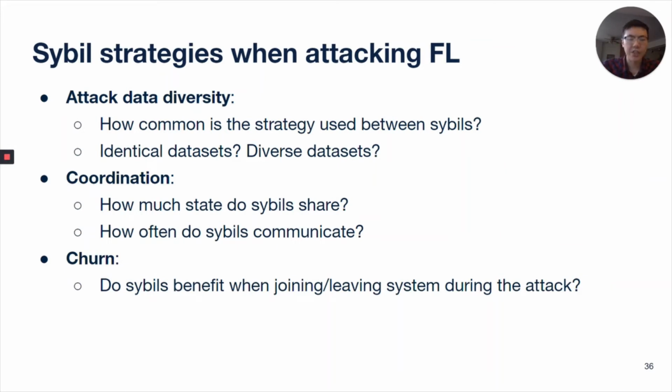This level of coordination and collusion in the training inflation attack has led us to more broadly consider Sybil strategies when attacking federated learning. We categorize these strategies along 3 dimensions: the diversity of the attack data and strategies used between Sybils. Are Sybils performing the same action all the time? Are they doing diverse things amongst one another? The coordination of the Sybils, how much state the Sybils are allowed to share amongst each other and how often they communicate. And lastly, the churn. We envision a hypothetical defense that may be stateful, and if Sybils have the ability to join and leave the system with ease, the effect of this state would be mitigated.